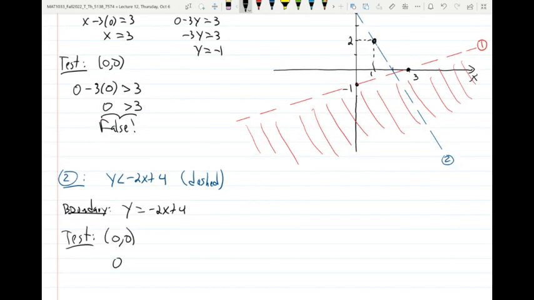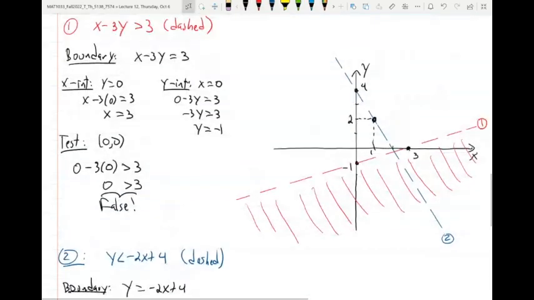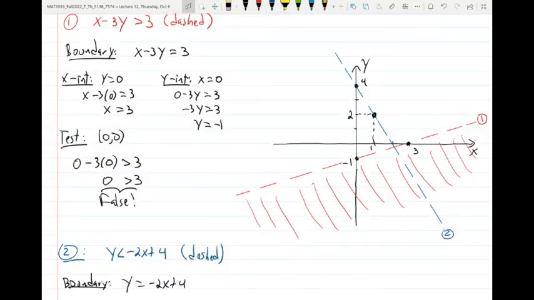When you do that, you get the statement 0 is less than negative 2 times 0 plus 4. So that means 0 is less than 4, right? Is this true or false? True. It's a true statement. So what does that mean? We shade the region containing 0, 0. So we have to shade down here, right? So shade this.